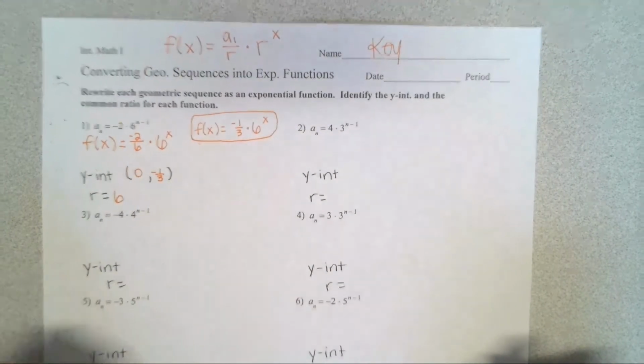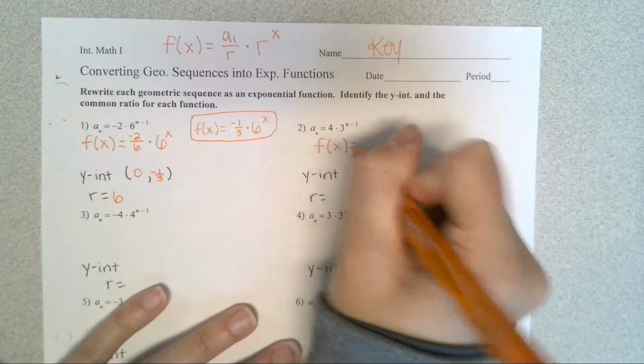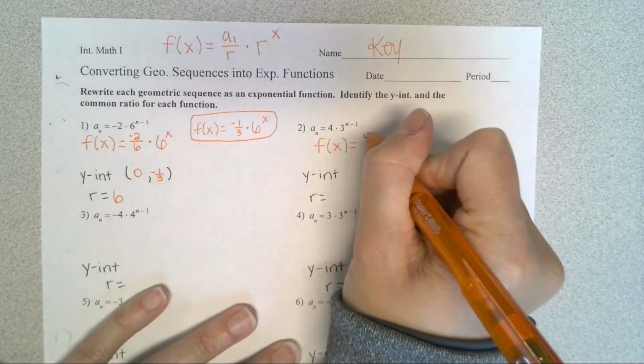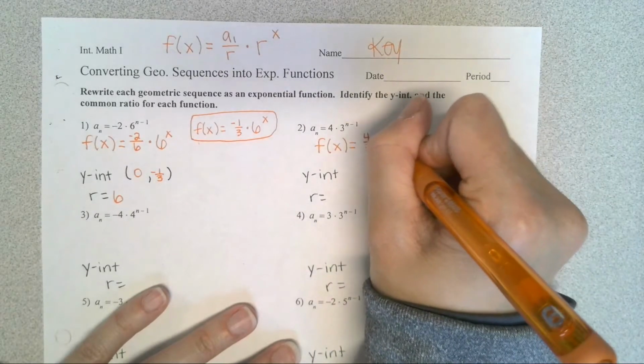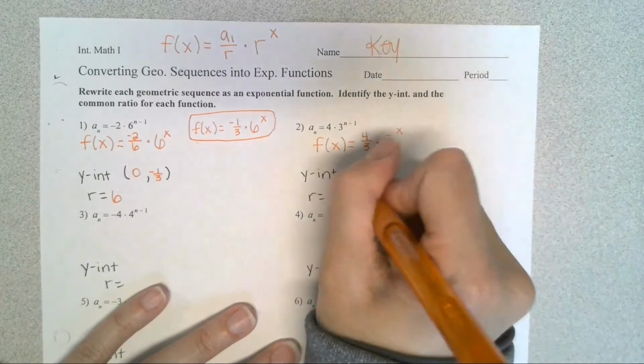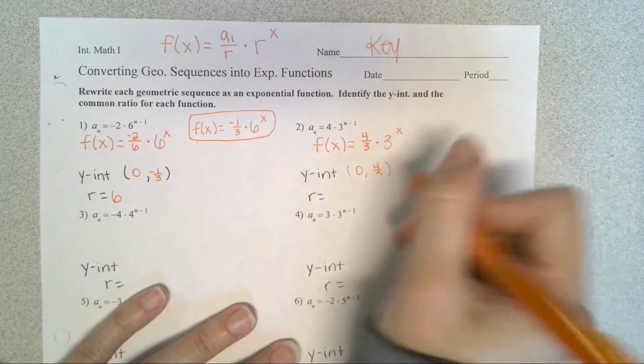Okay, let's try another one. Everything starts as f of x equals a sub 1 over r, so you should have 4 over 3 times 3 to the x. My y-intercept is 0, 4/3, and r is 3.